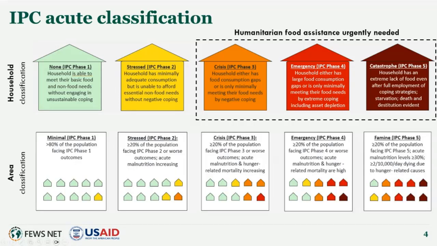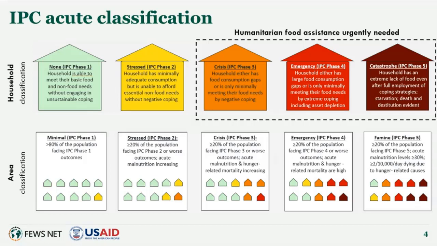And here you can see the criteria for classifying an overall area in a given phase. And in summary, it is when 20% or more of households in an area meet the criteria for a given phase or for a more severe phase that we classify and map the area in that phase. As an example, for an area to be classified in phase 3, the worst off 20% of households would be facing phase 3 or worse outcomes.